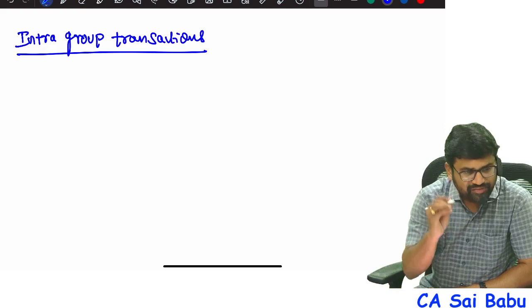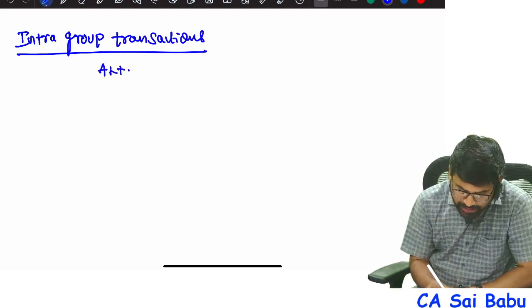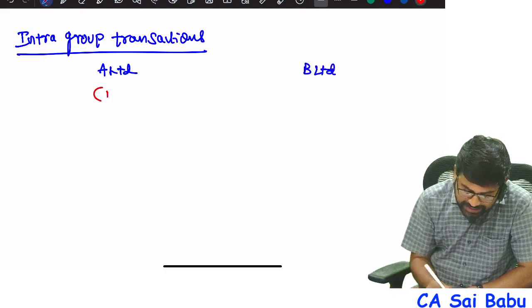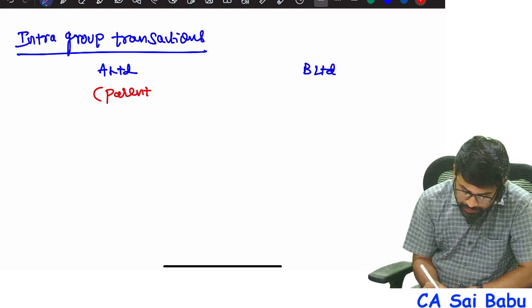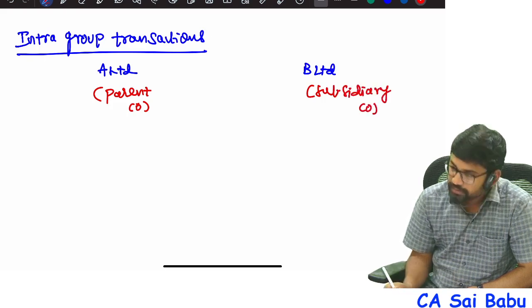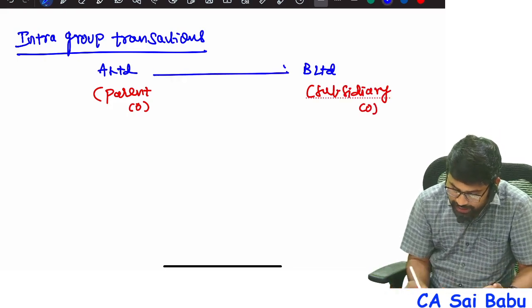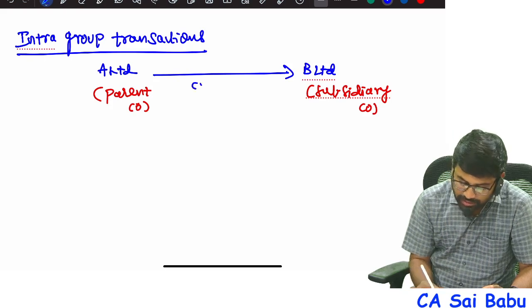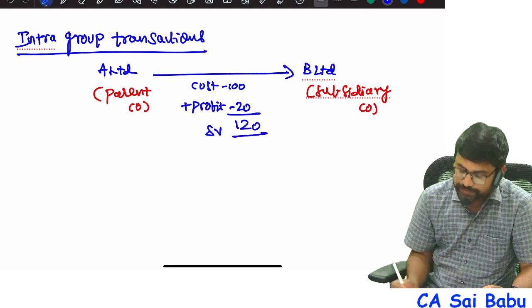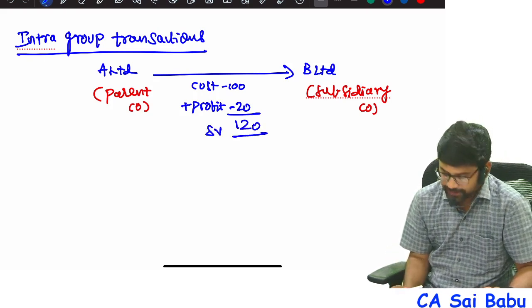For example, everybody see, A Limited, B Limited. Two entities are there. A Limited is the parent company. B Limited is the subsidiary company. Suppose A Limited sold goods to B Limited. Cost 100 rupees, profit 20, so sale value 120. The parent sold goods to the subsidiary.